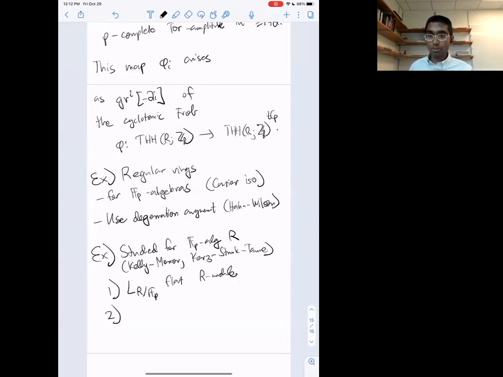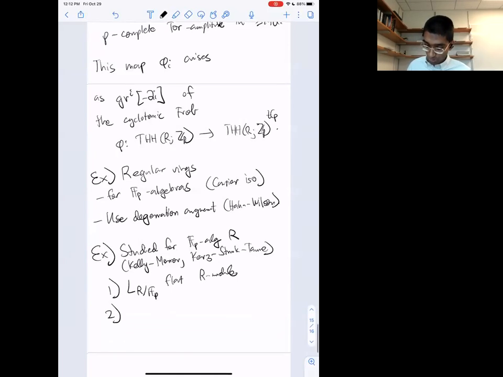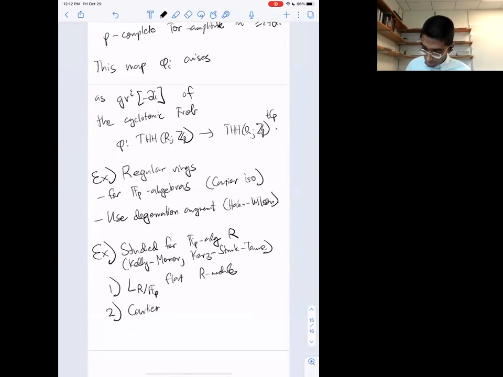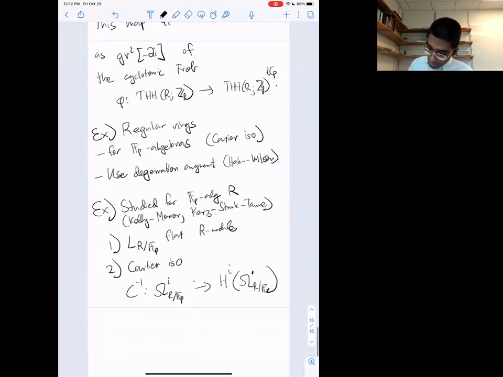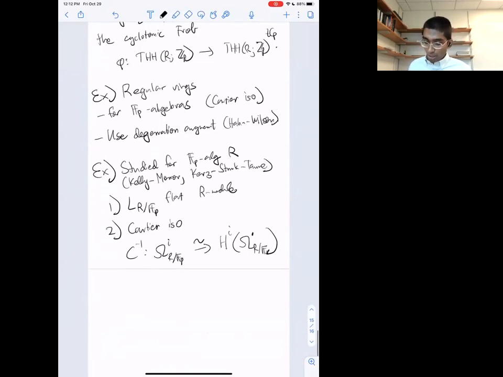And then second is that you have a Cartier isomorphism. So you have the inverse Cartier map from i-forms of R over Fp mapping to the ith piece of the de Rham complex of R over Fp, just the classical de Rham complex. And that map should be an isomorphism. So these two conditions, they call it Cartier smoothness.